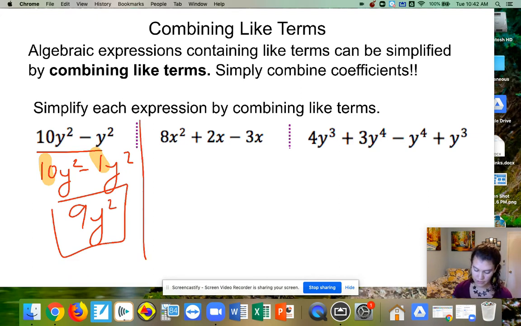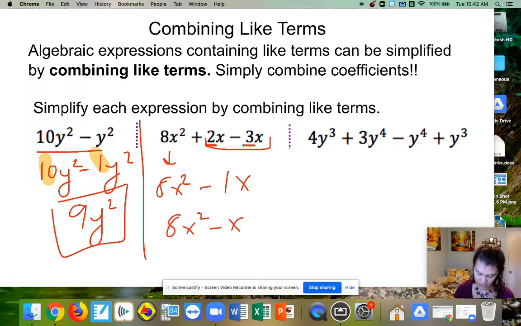Here we have 8x squared plus 2x minus 3x. These two are the same, so we can combine those. We can't do anything with the 8x squared. So this is just going to drop straight back down. Now when we need to do 2 minus 3, we'll get negative 1x. You can leave it written like this, or you could get rid of the 1 and just write 8x squared minus x. It's up to you. It doesn't really matter.